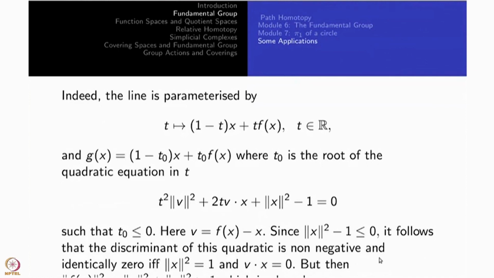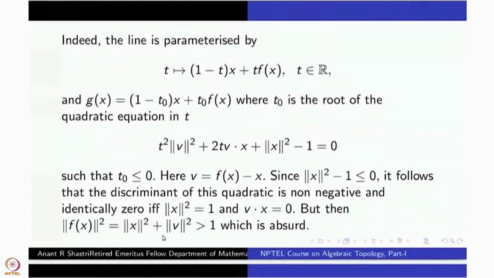But then what happens is the modulus of fx squared will be equal to modulus of x squared plus modulus of v squared, where v is fx minus x. If v is perpendicular to x, then the norm of fx squared will be norm of x squared plus norm of v squared. Right? That will be greater than 1, which is absurd, because this whole thing is less than 1. So that will not happen.